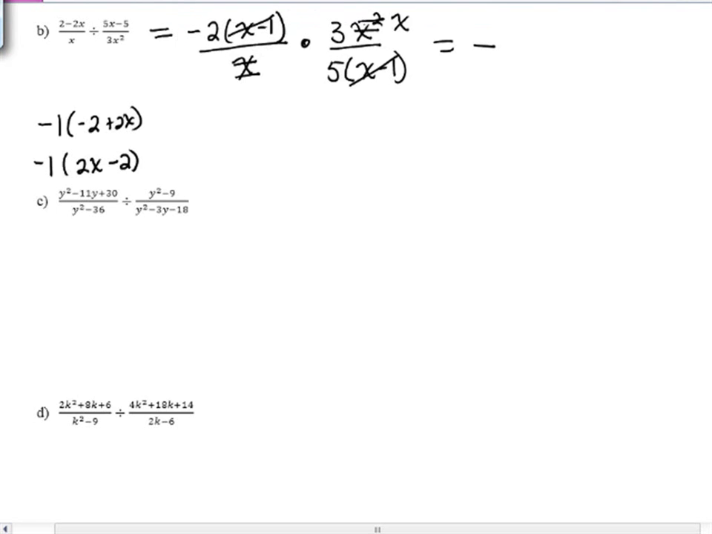And then 2 times 3 is 6. And we also have an x on the top. And on the bottom, all we have left is this 5. Our answer then is negative 6x over 5.